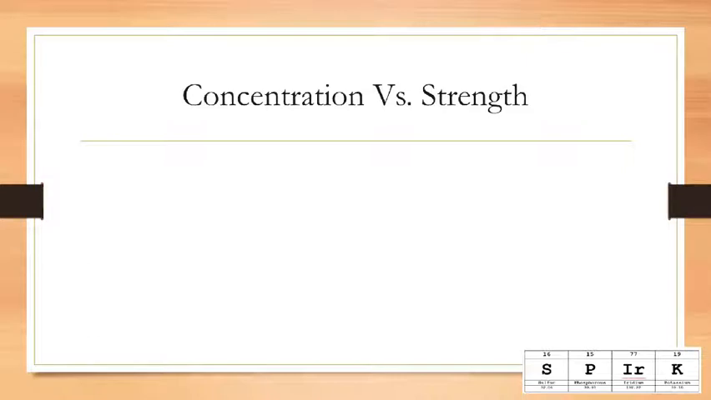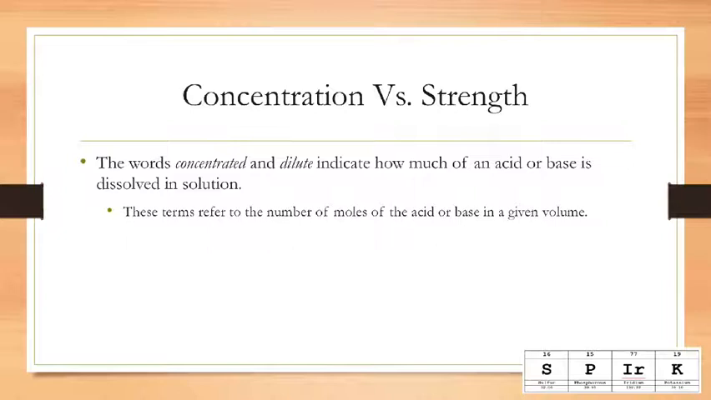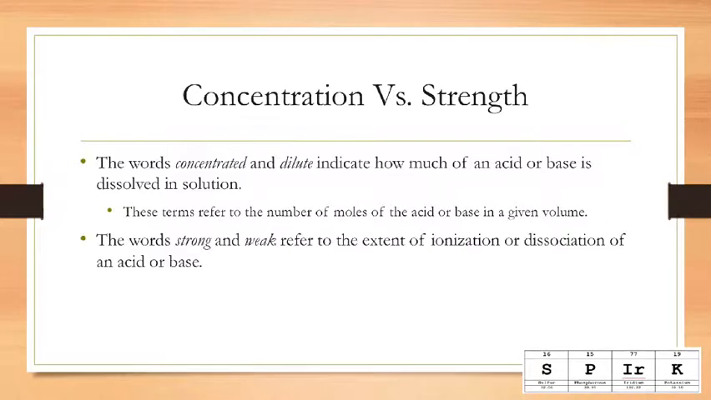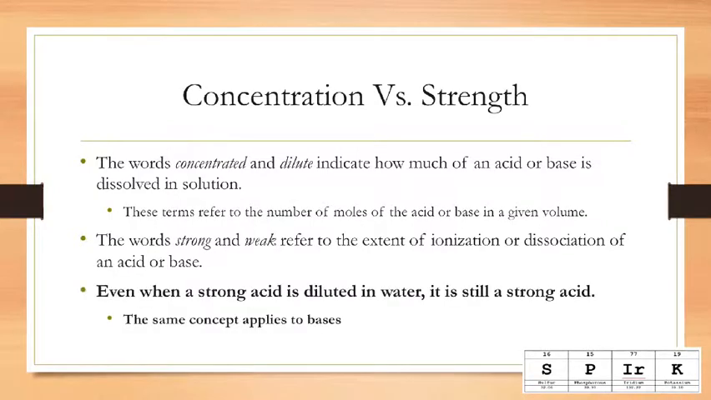So we can also look at concentration versus strength. The words concentrated and dilute indicate how much of an acid or base is dissolved in solution. These terms refer to the number of moles of acid or base in a given volume. The words strong or weak refer to the extent of the ionization or dissociation of an acid or a base. Even when a strong acid is diluted in water, it is still a strong acid. The same concept also applies to bases.